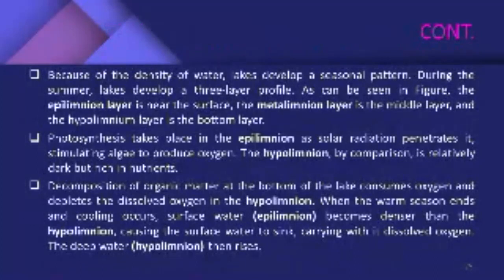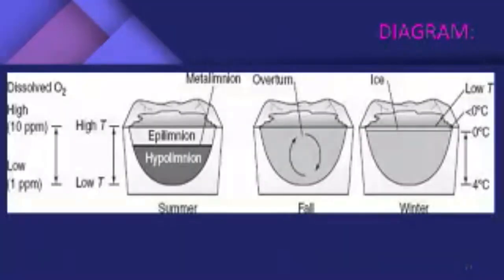Because of the density of water, lakes develop a seasonal pattern. During the summer, lakes develop a three-layer profile. As we can see in this figure, the epilimnion layer is near the surface, the metalimnion layer is the middle layer, and the hypolimnion layer is the bottom layer.